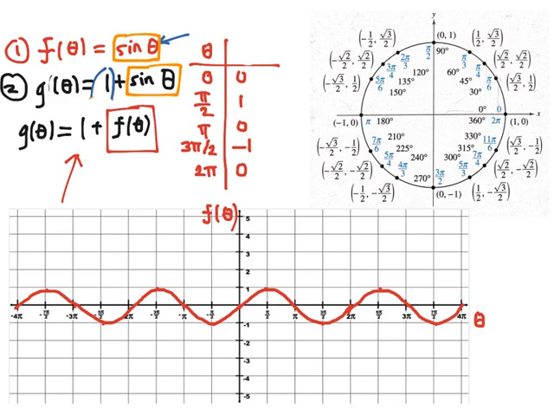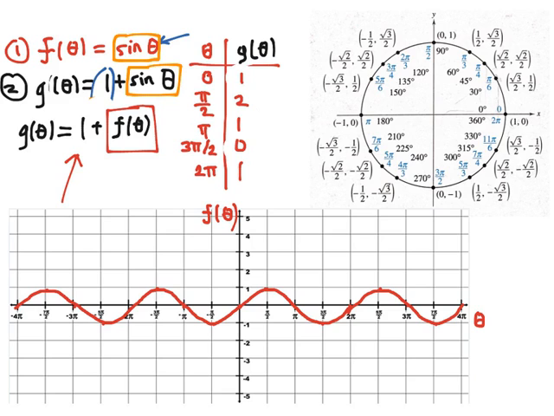So take a look here. If I were to change this table from f of theta to g of theta, each of these coordinates will increase by 1 because I'm adding 1 to outputs from the parent sine function. So this will become 1, this will become 2, this will become 1, this will become 0, and this will become 1. And if I plot these points to get the graph of the function g, I have 0, 1.